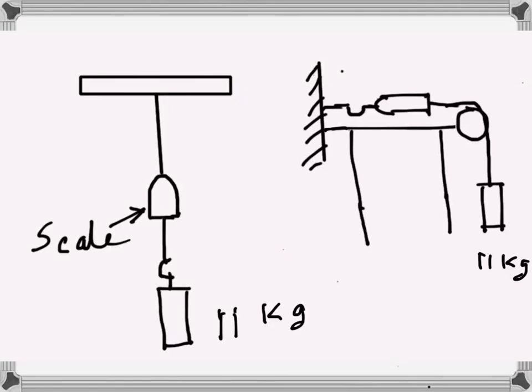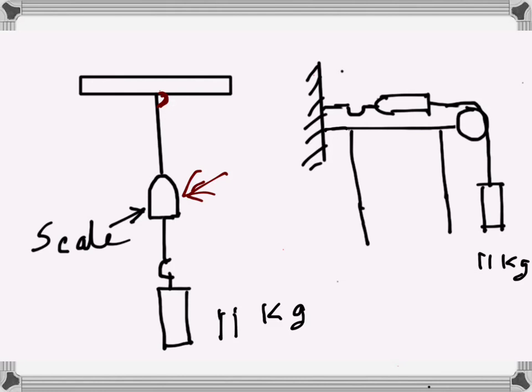In this video we will consider three scenarios. A mass is hung from the ceiling in the first scenario, using a scale. So the scale is connected to the ceiling somewhere with a hook, and then the other side of the scale is connected to a mass of 11 kg. So we have to find what is the reading on the scale.